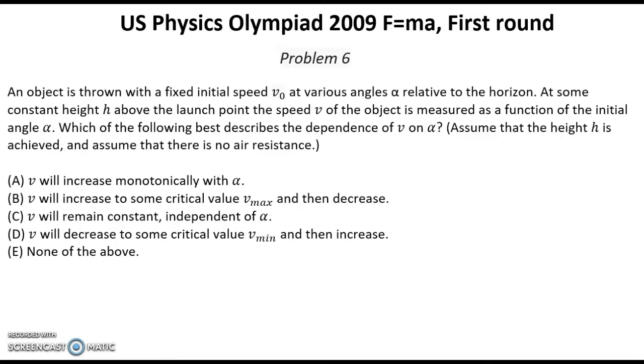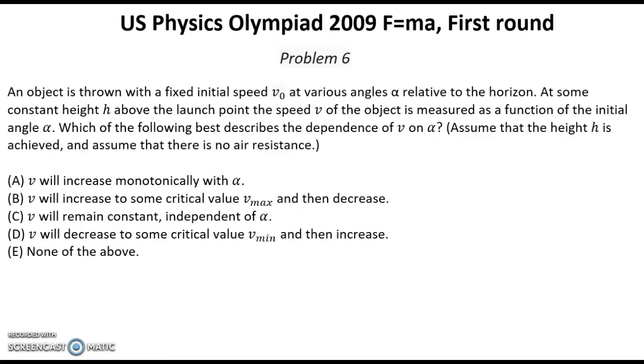A. V will increase monotonically with alpha. B. V will increase to some critical value Vmax and then decrease. C. V will remain constant independent of alpha. D. V will decrease to some critical value Vmin and then increase. E. None of the above.